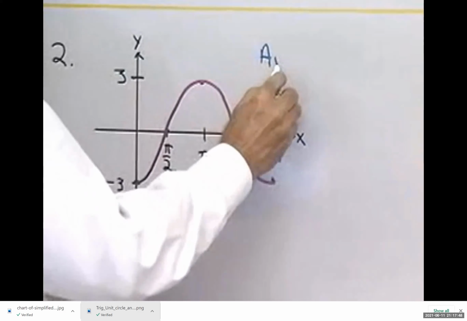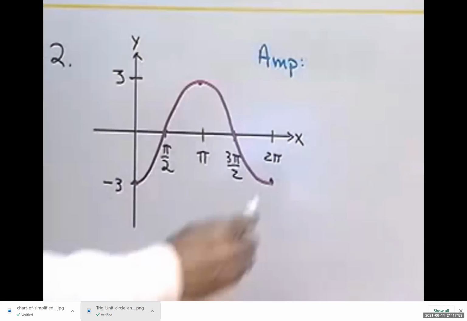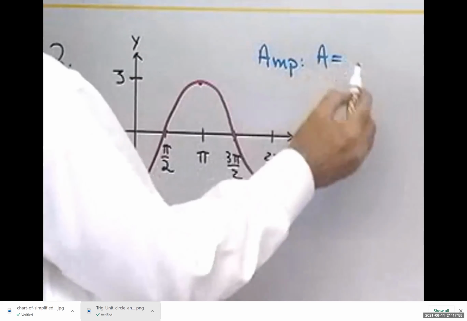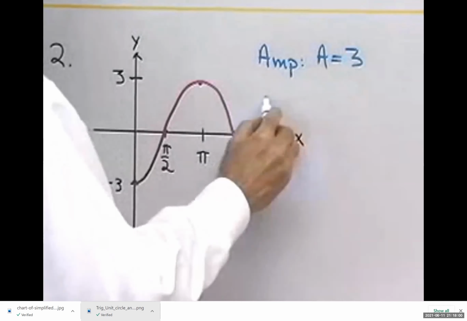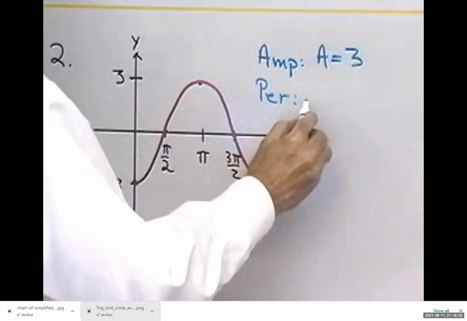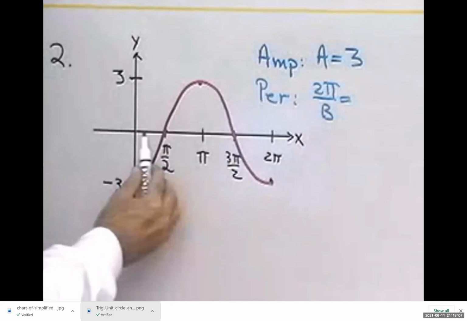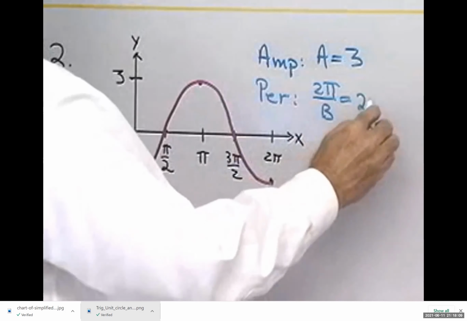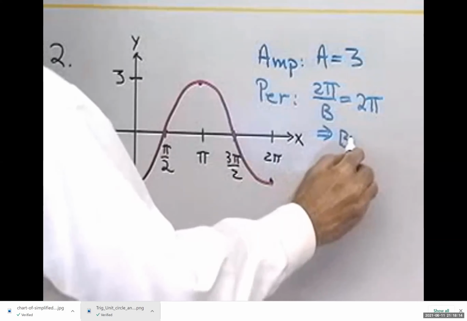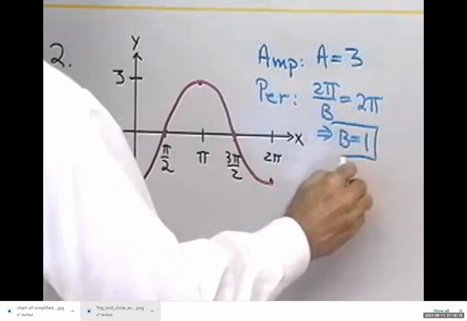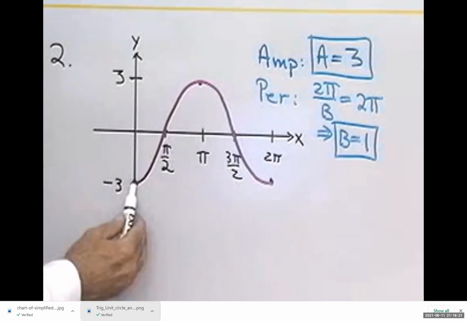First of all, I'm going to look at the amplitude, and I see that the amplitude of this graph is 3. That tells me that a, that coefficient that I use in my trig equations, is equal to 3. The period of this graph is always going to be 2 pi over that b coefficient, and in this case, I see that the period is 2 pi, so that means that b must be equal to 1. So I have b equal to 1, a equal to 3. Now there's no phase shift, it starts right here.